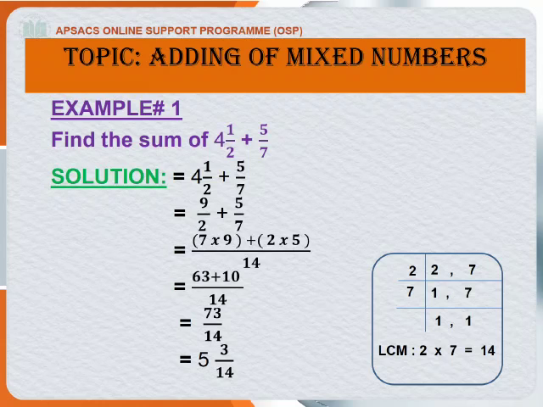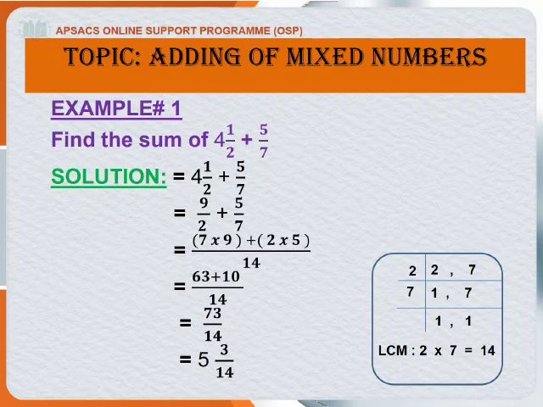Write 14 in the denominator and look at the first fraction. Denominator is 2. Read the table of 2. 2 7s are 14. So 7 multiply with the numerator. Numerator is 9. So we will write 7 multiply 9. Make the bracket, sign plus. Make another bracket. Look at the second fraction. Denominator is 7. 7 2s are 14. So 2 multiply with the numerator. Numerator is 5. So we will write 2 multiply 5.